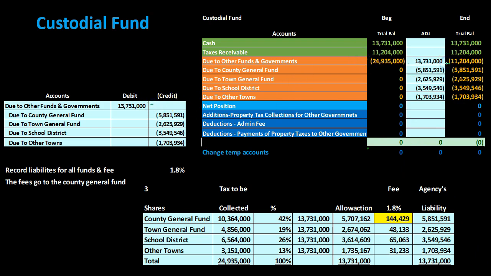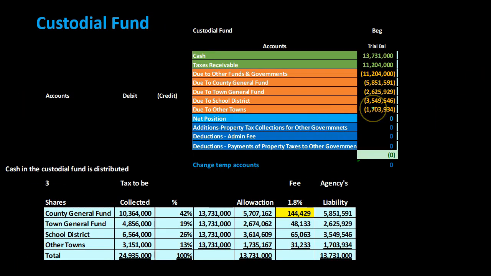So liability goes down, and then we're going to increase the county, the town, the school, and the other, as we can see here. Now we have those liabilities set up, and we can then pay that out with the cash in accordance with these liabilities, recording these amounts going into the liability account and then decreasing them, so we have basically an audit trail for that. Next, then, we can actually pay out the cash.